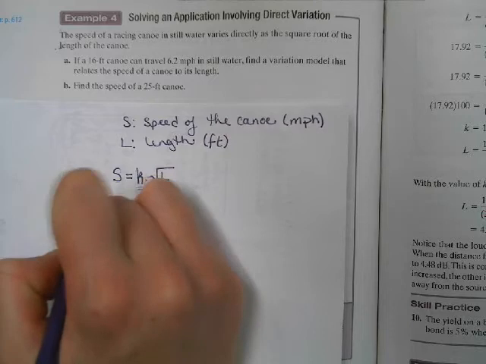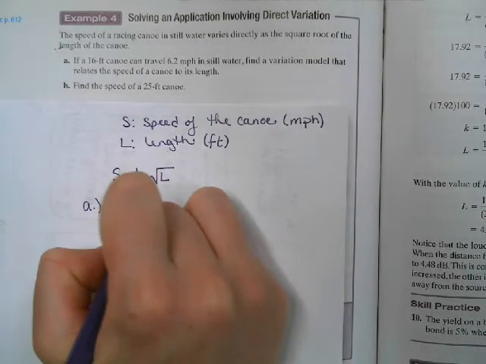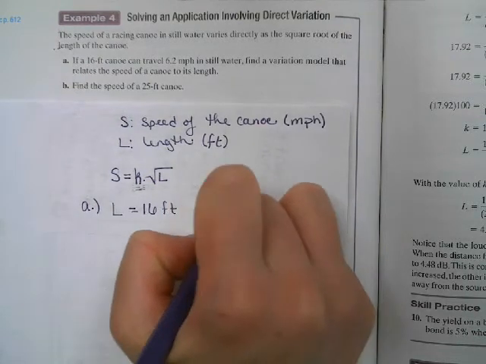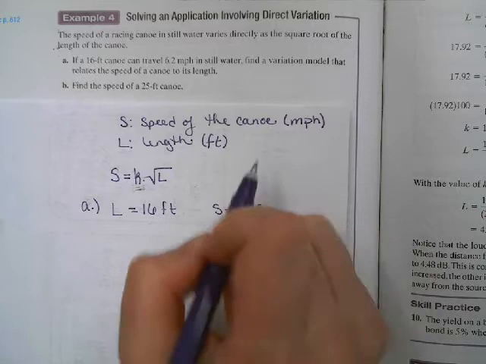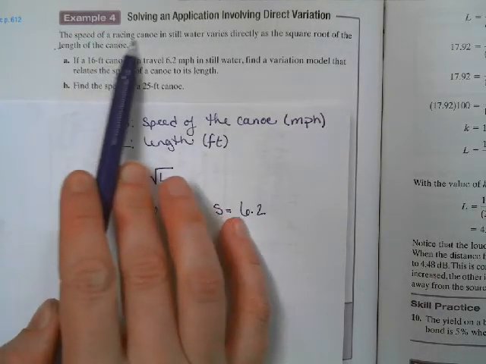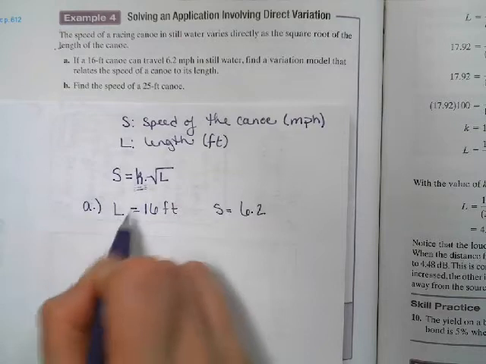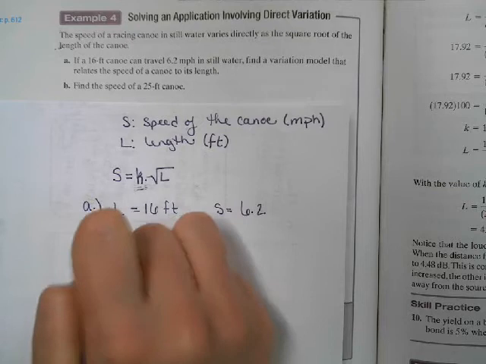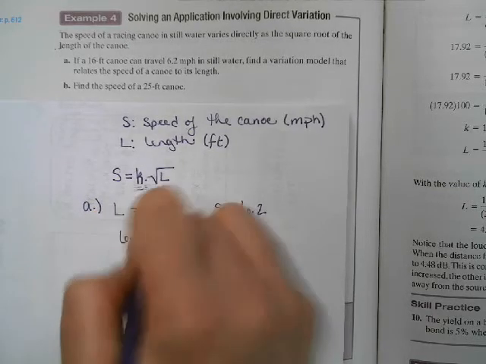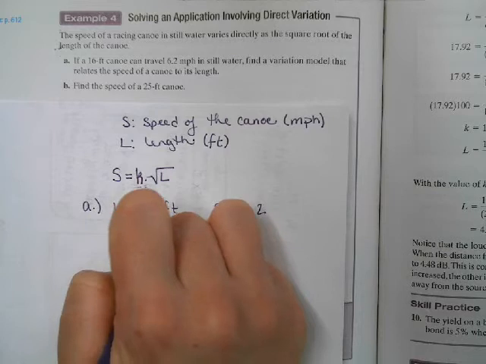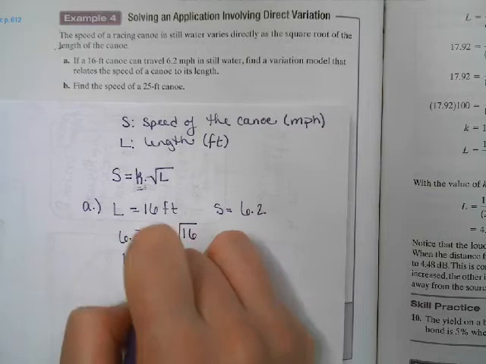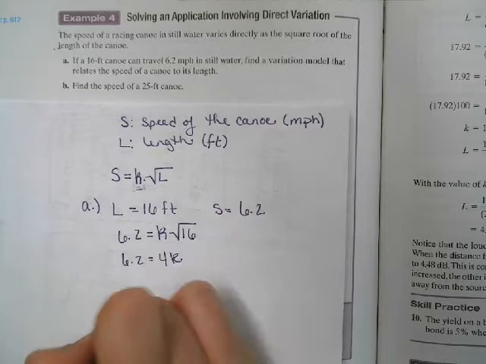So we know the length for part A. We know the length is 16 feet, and we know that a 16-foot boat can go a speed of 6.2 in still water, but that's what our speed was in the beginning, the speed of a racing canoe in still water. So we just plug that into this model that we found from that opening sentence. So we have 6.2 equals some constant times the square root of 16. All right, so we have 6.2 equals, the square root of 16 is 4, so we have 4 times k.